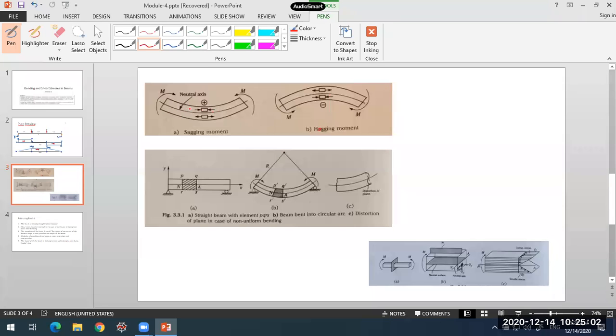So in case of sagging, the top portion of the beam will be experiencing compressive stresses, whereas the bottom portion will be experiencing tensile stresses. In case of hogging moment, the top portion will be experiencing tensile stresses, whereas the bottom portion will be experiencing compressive stresses. Now we are going to study such stresses in this particular module. These are bending stresses. Shear stresses we'll see later, but right now these are the bending stresses. We are going to come across these particular stresses in the beams. You can look at the bent nature of the beam. This is how the beam is bent.